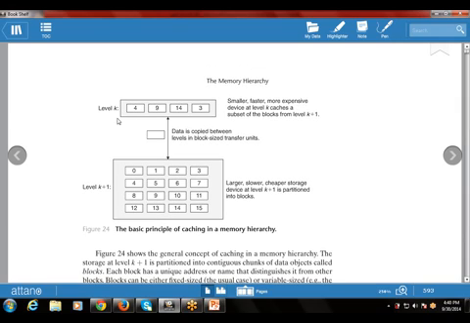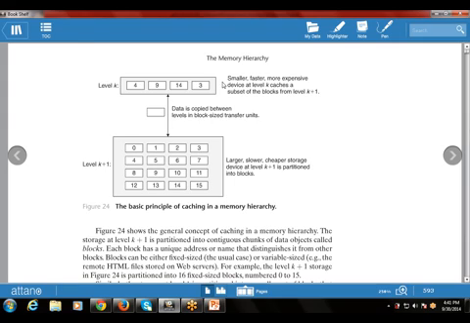This shows a diagram with level K and level K plus 1. The smaller, faster, more expensive device at level K caches a subset of the blocks from level K plus 1. That is, it gets the data from K plus 1. The larger, slower, cheaper device at level K plus 1 is partitioned into blocks. Data is copied between the levels in block-size transfer units. The data is copied first 4, then 9, then 14, then 3, as required by the cache. This shows how data will be fetched from the next level down.